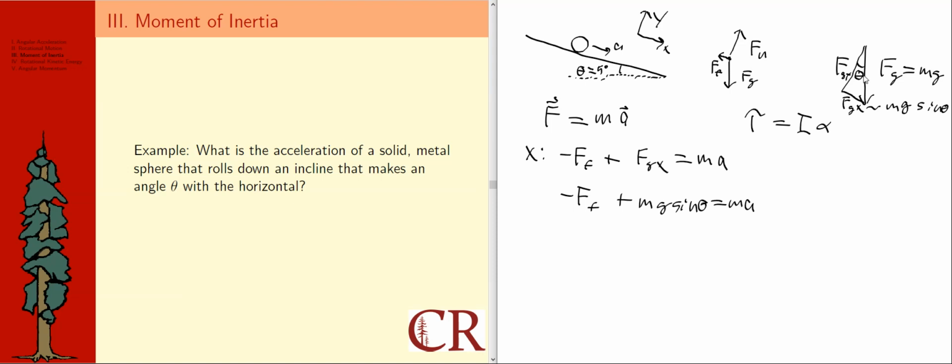Now, if you recall how things went for an object sliding down an incline without friction, we didn't have this part. So at this point, we could cancel masses, and we would just get a equals g sine theta. And that's something we've seen before. We've tested that a bit in the lab, I think. So cool, right? But not cool because I've now got this and I can't cancel masses. What do I do, right?